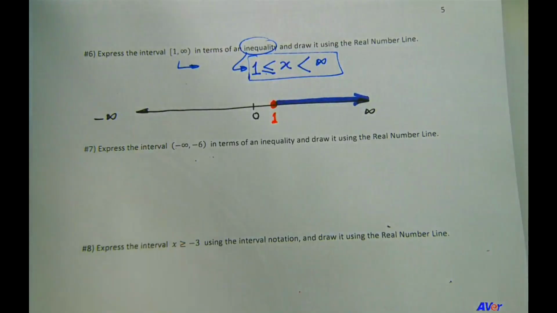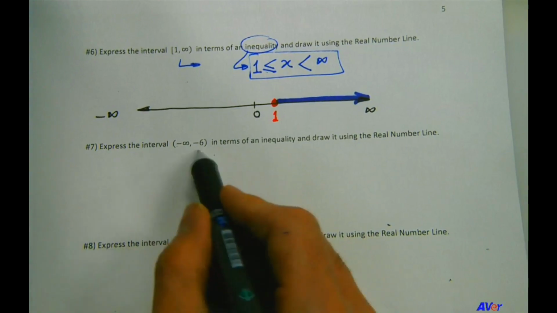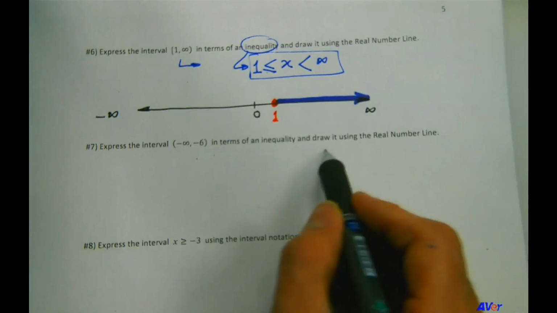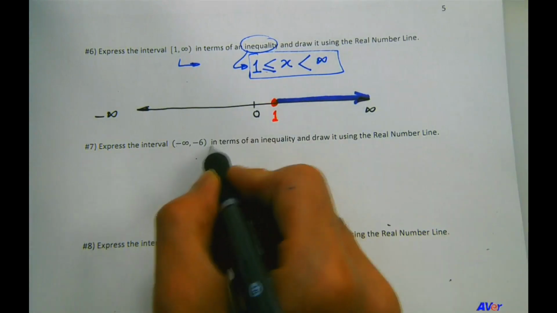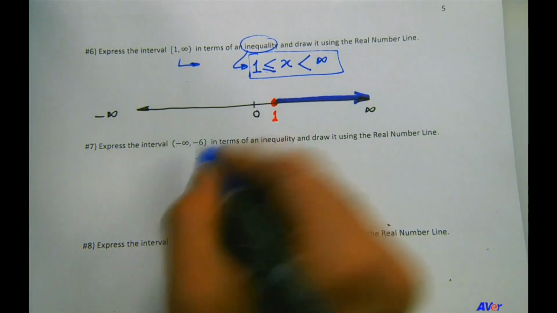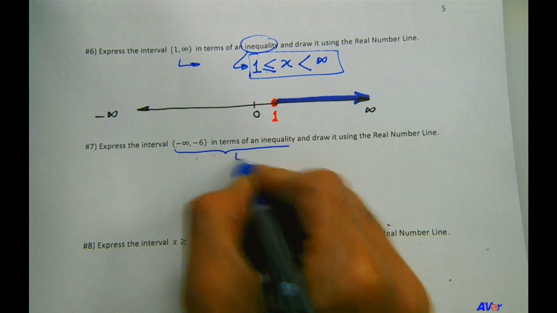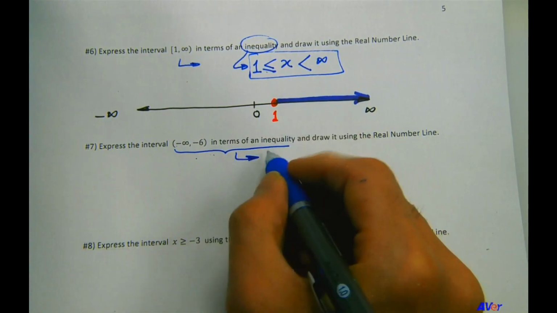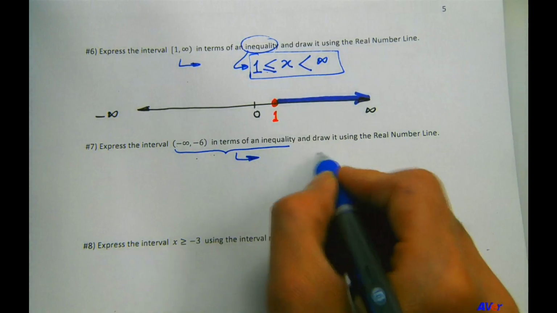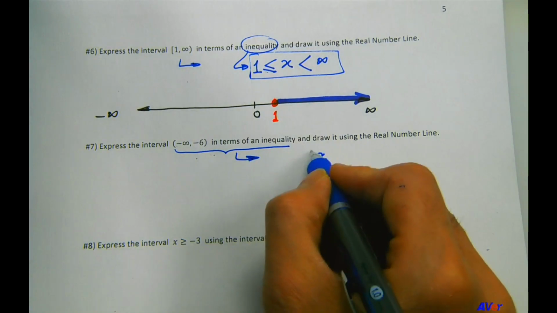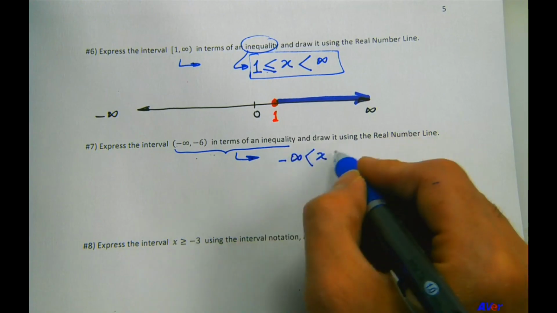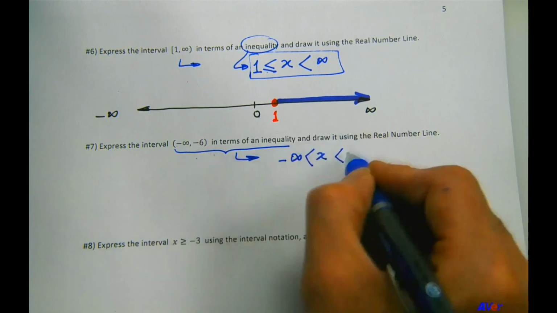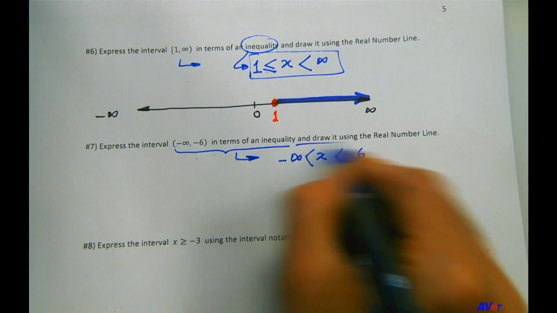Okay, so this one says express the interval in terms of an inequality and draw it using the real number line. Okay, so let's do that. So once again, in terms of an inequality means that x is greater than negative infinity but less than negative 6, like that.